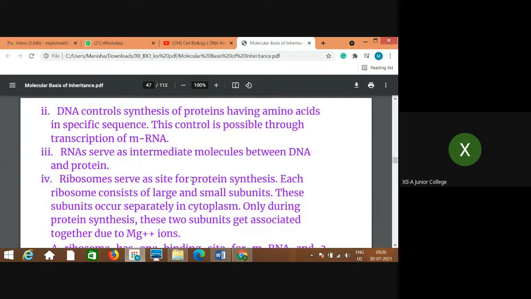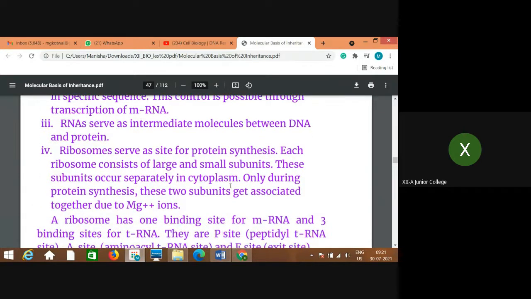DNA controls synthesis of proteins having amino acids in a specific sequence. Just now I told you, this control is possible through transcription of mRNA. RNAs serve as intermediate molecules between DNA and protein. So that's why at first I explained the central dogma of protein synthesis. That means the information flows from DNA to RNA, that is mRNA, and from mRNA to protein. So from mRNA, proteins are to be produced. That is why it is considered an intermediate molecule.